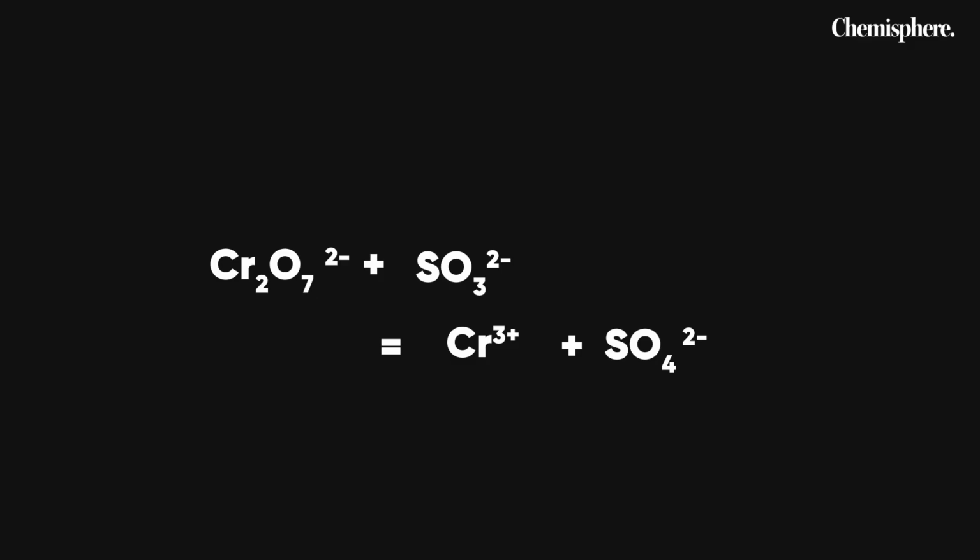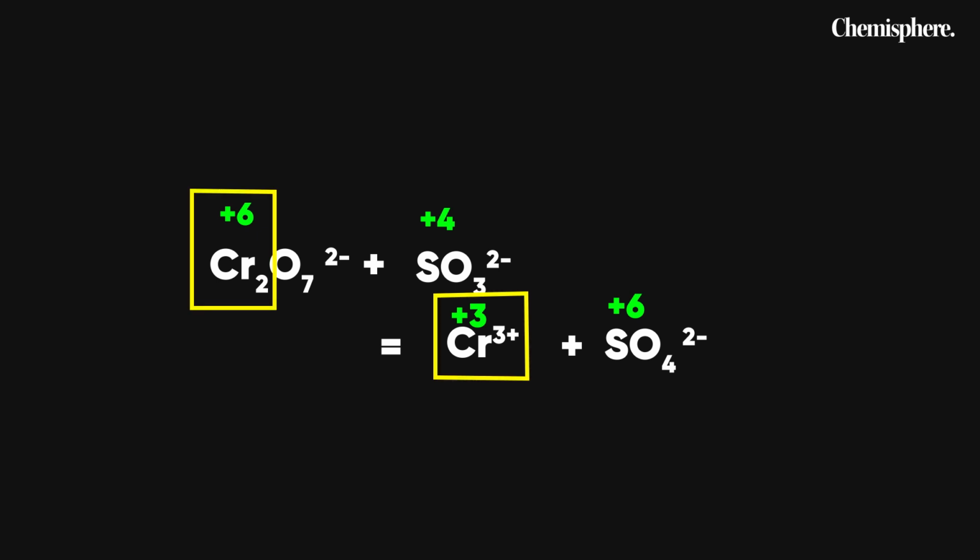Let us show you another example for this, but this time in basic medium. We have this equation: Cr2O7 2- plus SO3 2- becoming Cr3+ and SO4 2-. We write down the oxidation numbers over here like this. We see that the critical element is chromium, so this is 2 on the LHS but only 1 on the RHS, so we balance that out. So this will be 2Cr3+.